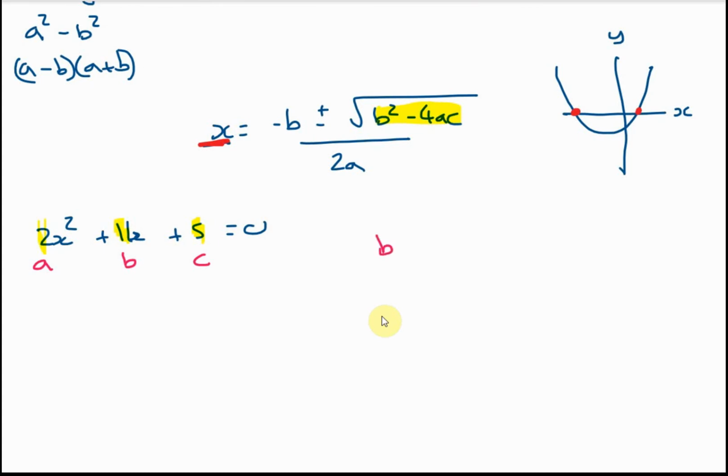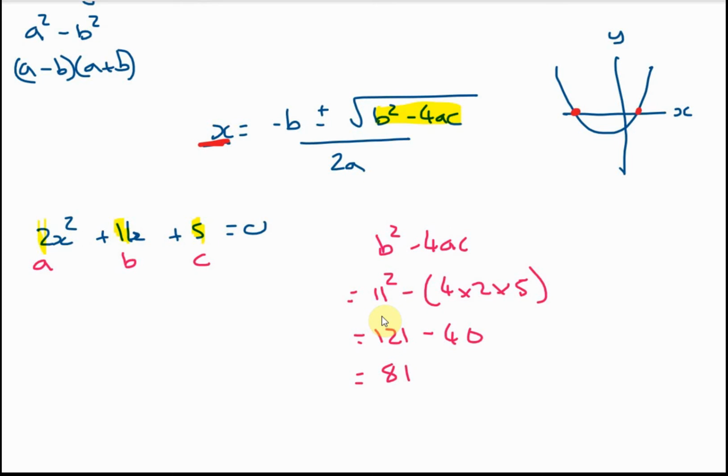So I like to say b squared minus 4ac, and that is equal to b squared, so it's going to be 11 squared. Take away 4 times a, which is 2, times c, which is 5. So it's 121 take away 8 times 5, which is 40. So that's going to give me 81.